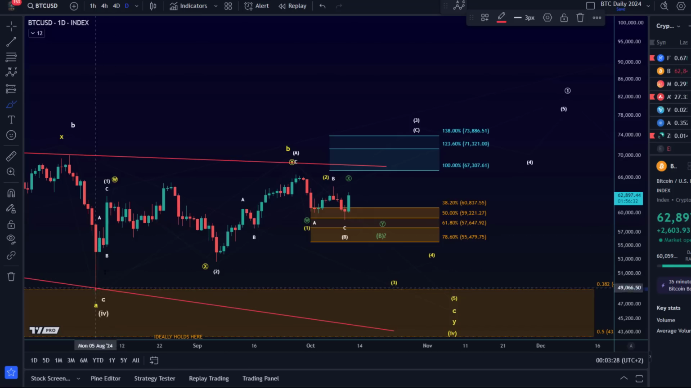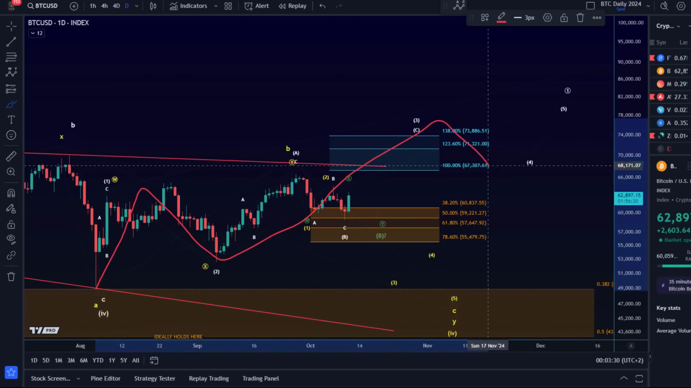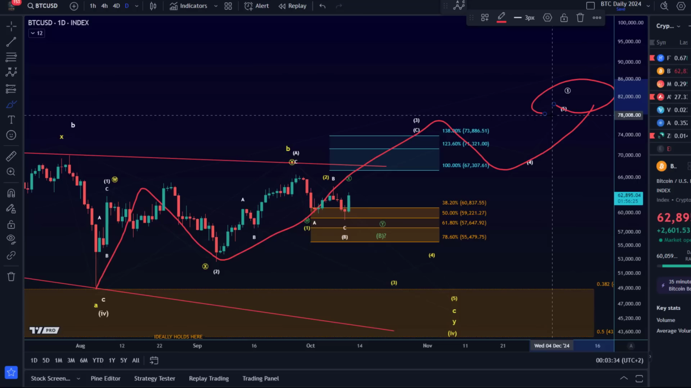The white scenario is this possible 5-wave move up that could be unfolding as a diagonal structure where circle 1 could reach the mid to high 70k region. Then a wave 2 pullback would be a really clean setup. But let's first get the 5-wave pattern completed. That's how I'd like to see it.